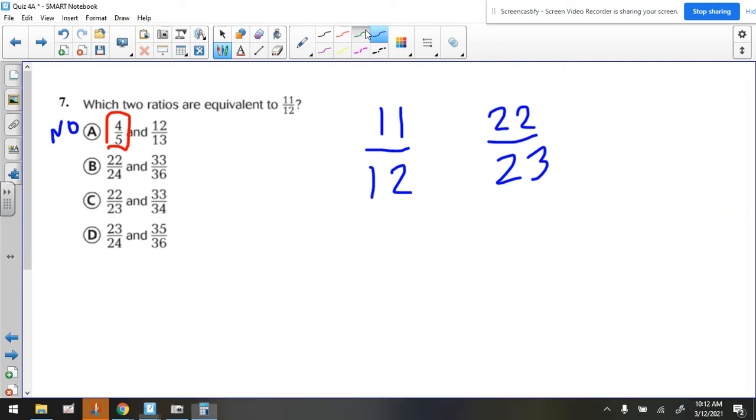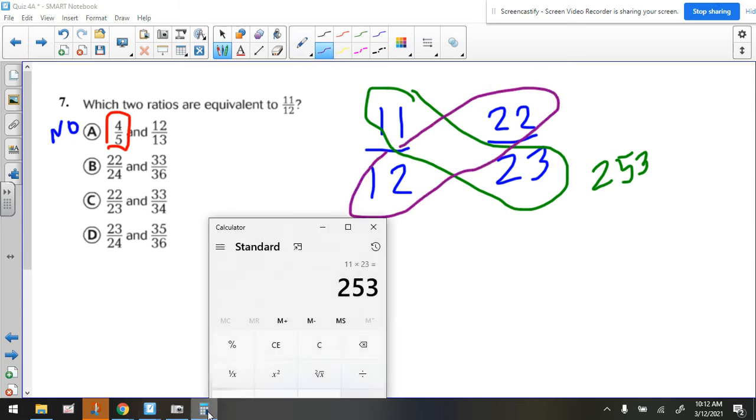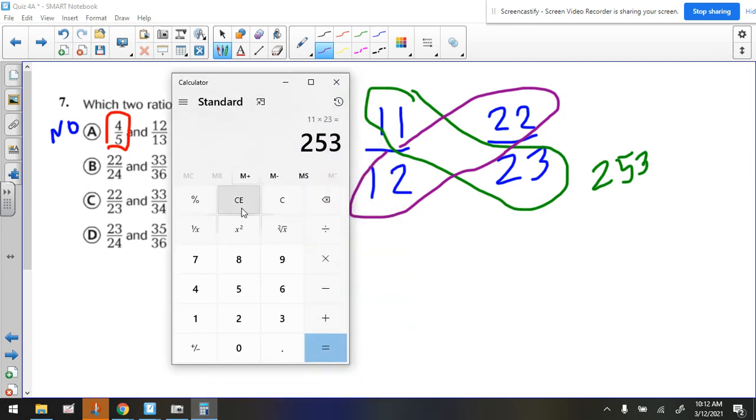So let me move this over here. This times this is 253. Let's compare this cross product going this way. 12 times 22. Let's find out what that is. 12 times 22. And we get this number.